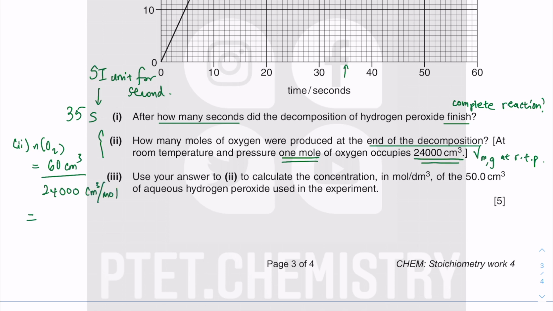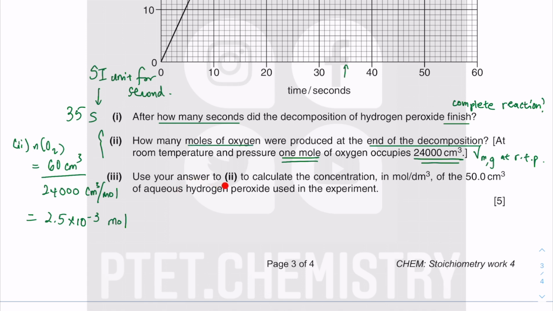I've talked about this again and again. So 60 divided by 24,000 gives me 2.5 times 10 to the minus 3. This is what you call standard form, where the number is bigger than 1 but lesser than 10. So that is mole. Okay, they want how many moles of oxygen.